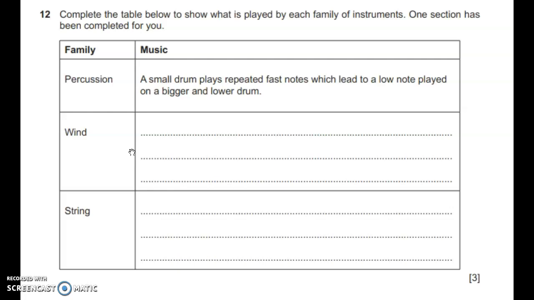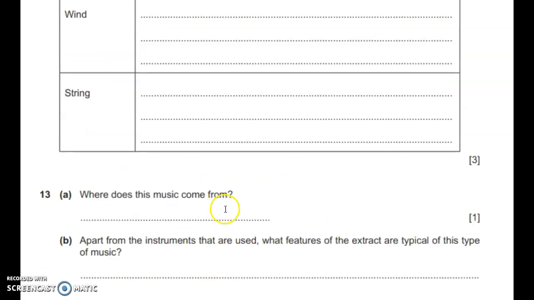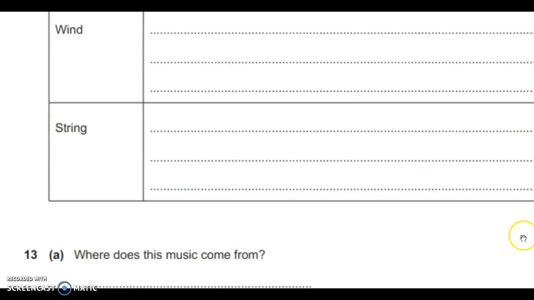Do they play the accompaniment? If you have string instruments, do they have an arpeggio? Do they pluck the strings? And then where does this music come from? And apart from the instruments that are used, what features of the extract are typical of this type of music? So now you have to give reasons for your answer. So let's quickly listen to that part and then we'll do the questions together.